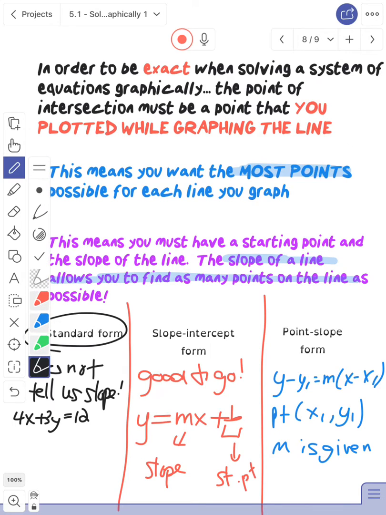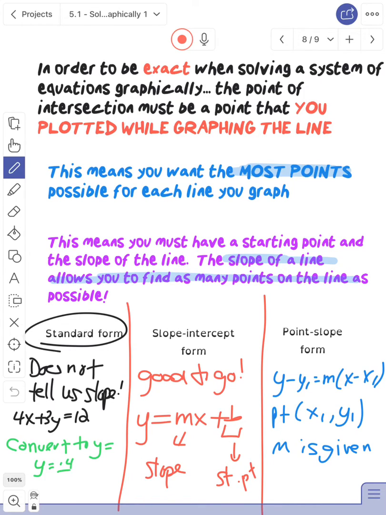So what we're going to do when we see standard form is we're going to convert to y equals form. Now I'm going to do that math in my head just for our notes today, but if I converted that, what I would get is y equals negative 4/3 x plus 4. And once I convert that line, then again, we have a slope that we can use and we have a starting point. So it's just a small thing to watch out for when we're doing it by hand. So I have an example for us.